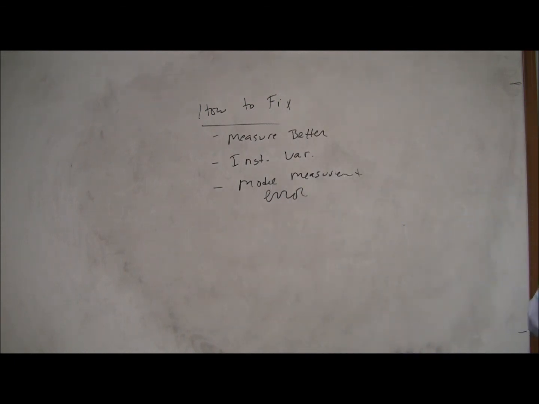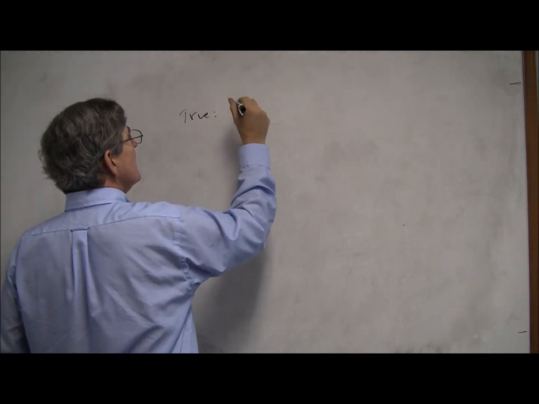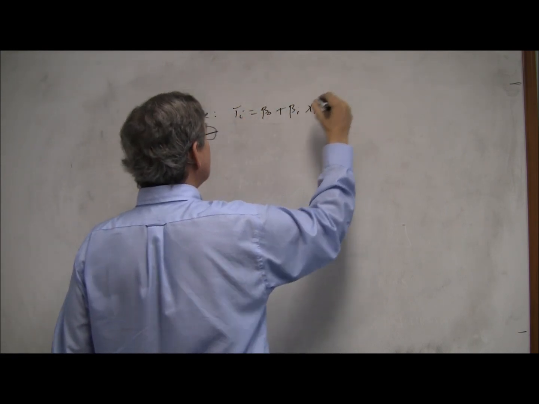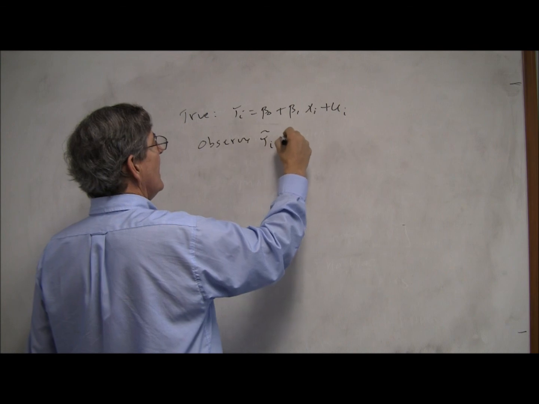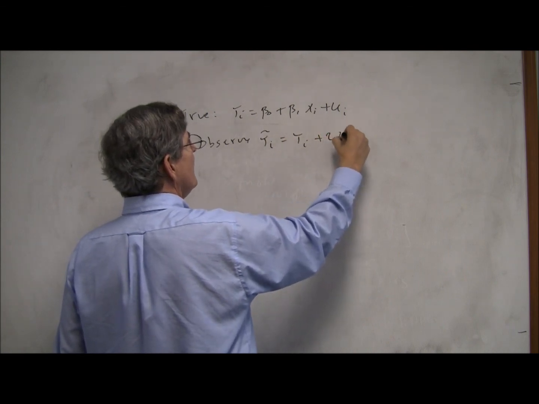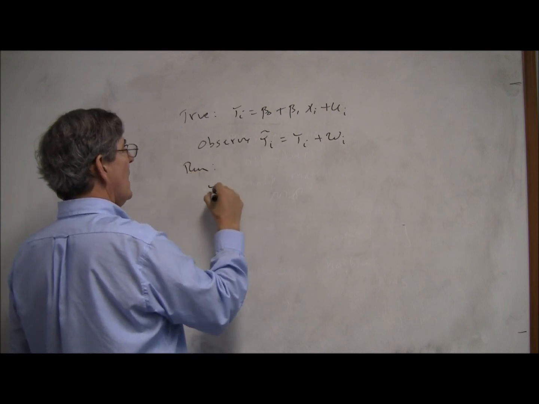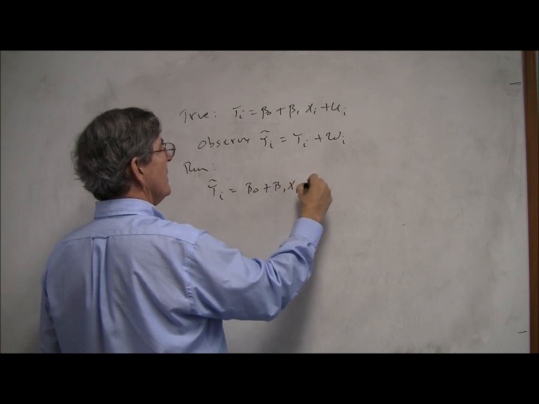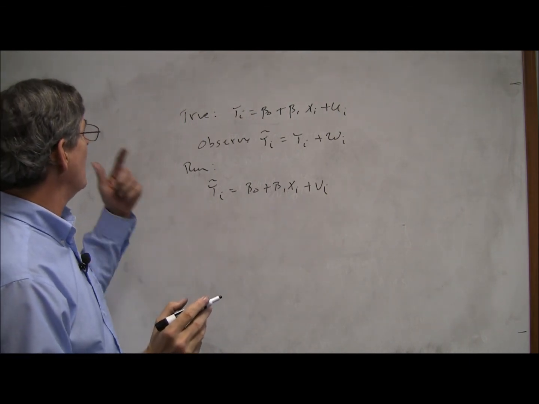That was measurement error in x. What if there's measurement error in y? So the true model is yi is beta 0 plus beta 1 xi plus ui. But we observe y tilde i is yi plus wi. Measurement error again. And we run the regression, y tilde i is beta 0 plus beta 1 xi plus vi. What's that error going to be? Is it going to be correlated with the x? The answer in this case is no.